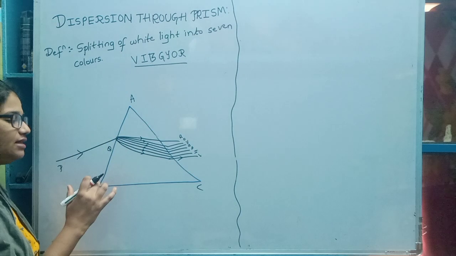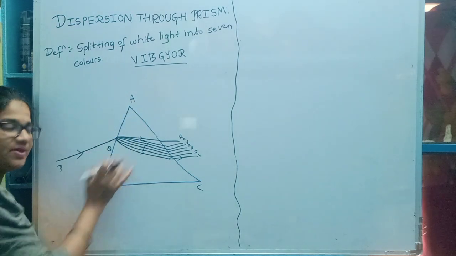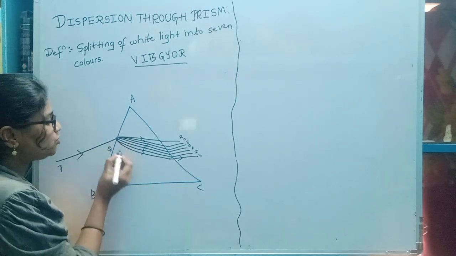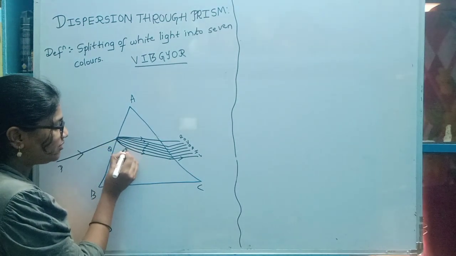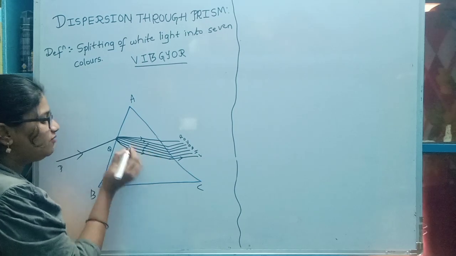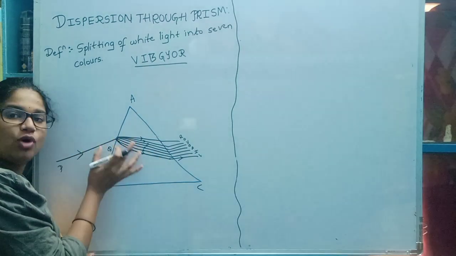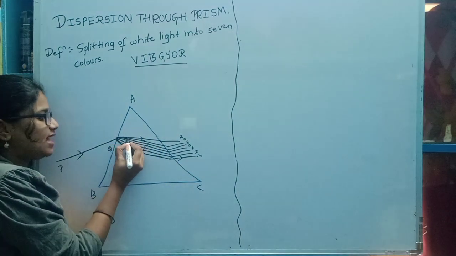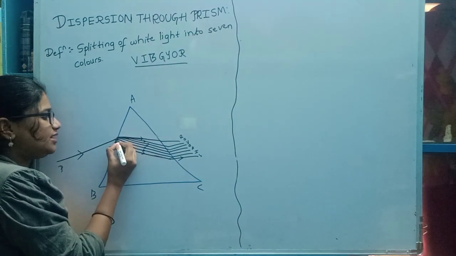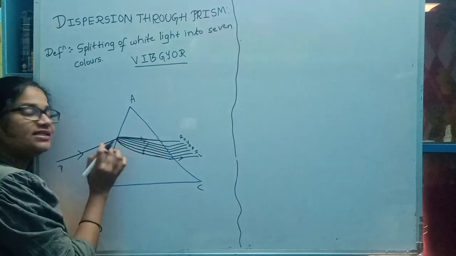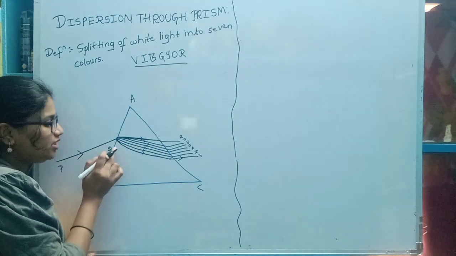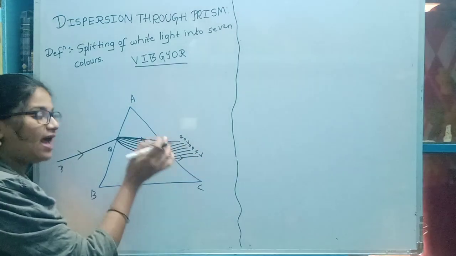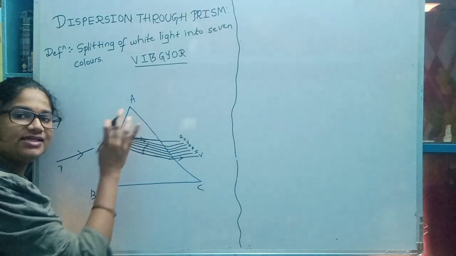So what happens here actually? The refraction takes place here and the refraction takes place here. This we know. When you see the violet ray, this is a violet ray, it got bent very much compared to the red. This last one is red. Here it is almost in the direction of the incident ray only. So the angle of refraction of violet ray is more, the angle of refraction of red is less.